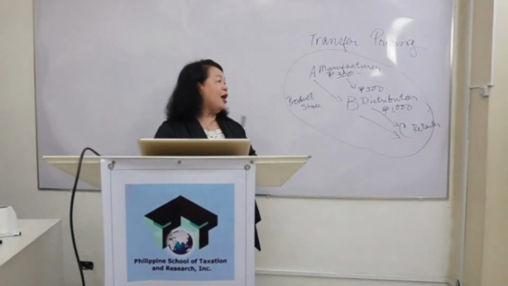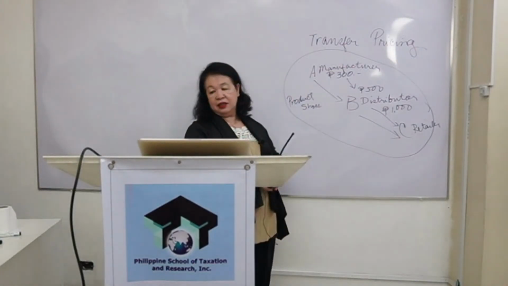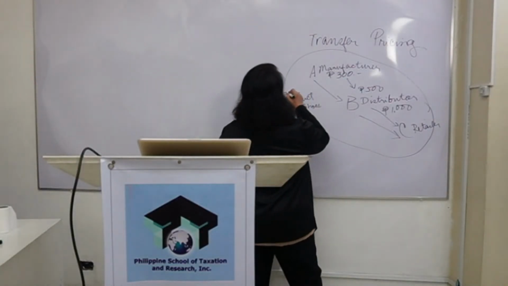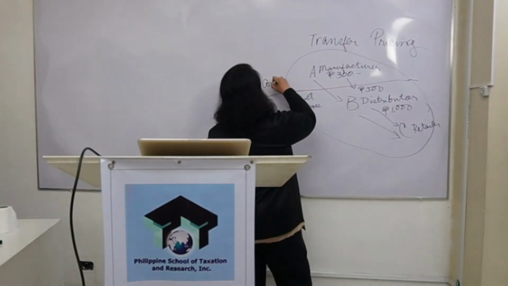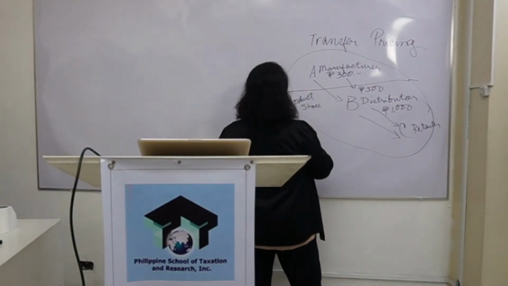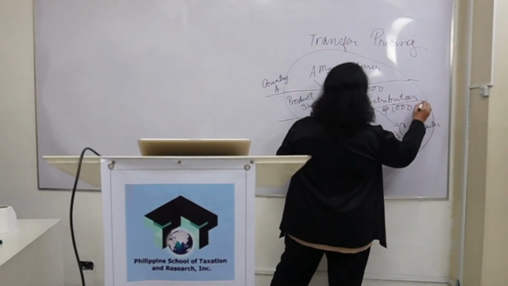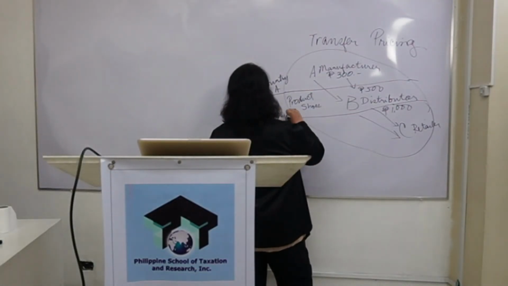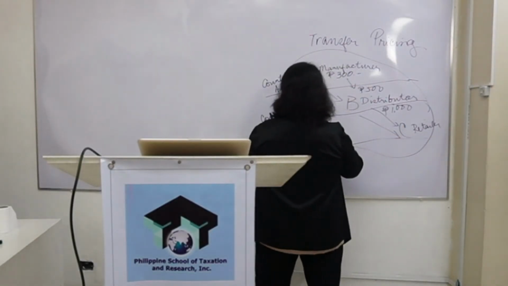So, nagkakaroon ito ng malaking issue pag halimbawa si A nasa isang bansa. Nandito siya sa isang bansa na to, country A. Pagdating naman dito kay B, country B naman, ibang country na. Pagdating naman dito kay C, country C na.